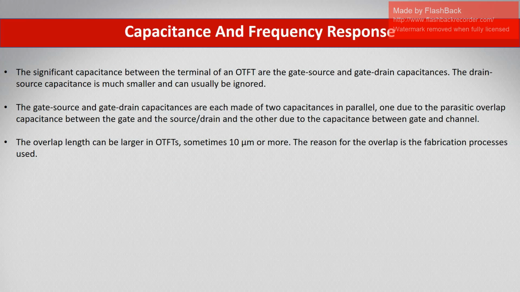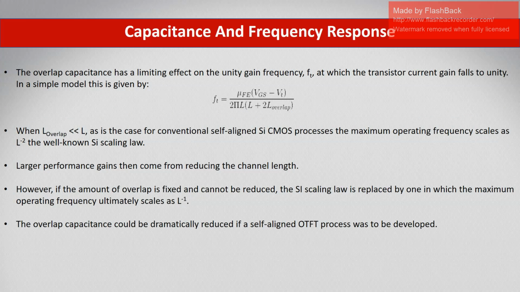The significant capacitances between the terminals of the OTFT are the gate-source and the gate-drain capacitance. The drain-source capacitance is much smaller and can usually be ignored. The overlap length can be larger in OTFTs, sometimes 10 micrometers or more. The reason for the overlap is the fabrication processes used. Large performance gains come from reducing the channel length. If the amount of overlap is fixed and can't be reduced, the overlap capacitance could be dramatically reduced if a self-aligned OTFT process were developed.